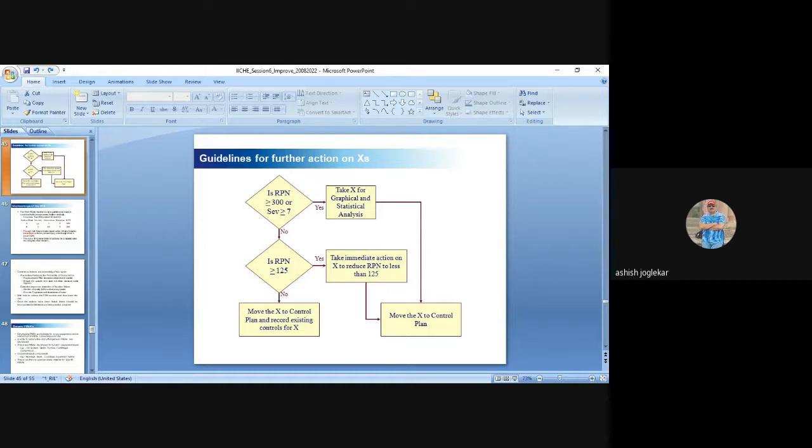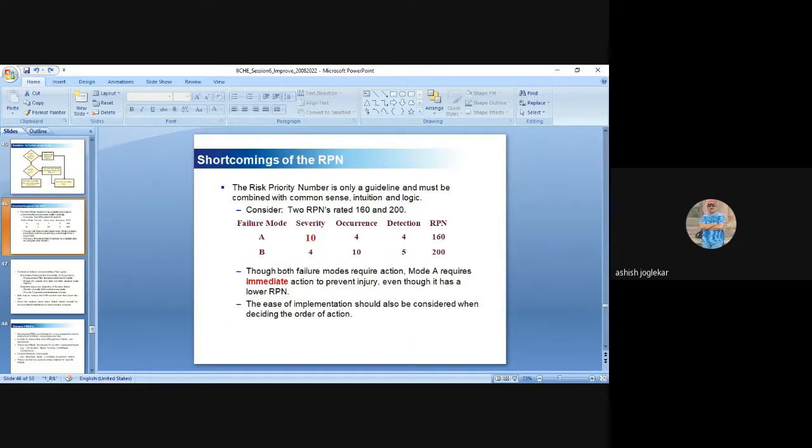There are some limitations in FMEA. Like you can see here, the risk priority number alone is not a guiding factor. Sometimes common sense, intuition, and logic have to be used with the RPN number. Like if you see here, failure mode A, severity of 10, occurrence 4, and detection 4 has an RPN number of 160, while failure mode B is severity of 4, occurrence 10, and detection 5, RPN number 200. In this way, you have to also take the severity into consideration. High RPN and high severity failure modes are to be addressed first.